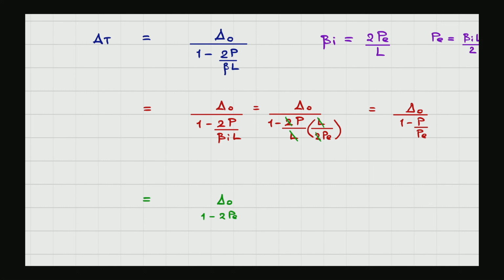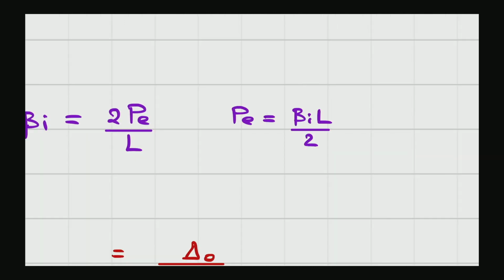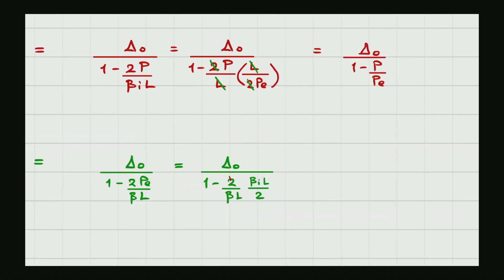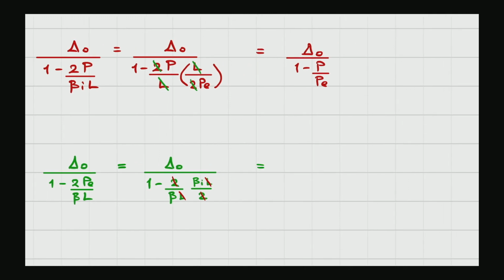So 2 times PE over beta L. Okay, we substitute the terms PE into this expression here. And then you get the delta naught divided by 1 minus 2 over beta L, and you have the PE, right? And then let's see, what is the PE? PE is given by beta IL over 2. And it is clear that we can cancel this and cancel this. So ultimately we end up with the delta naught over 1 minus beta I over beta. That's it.